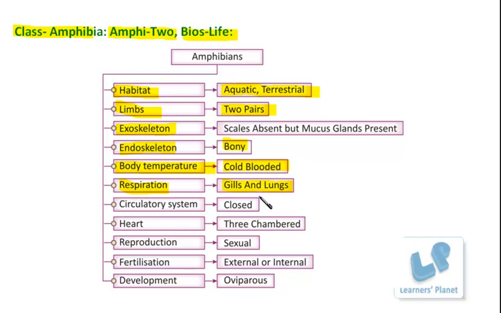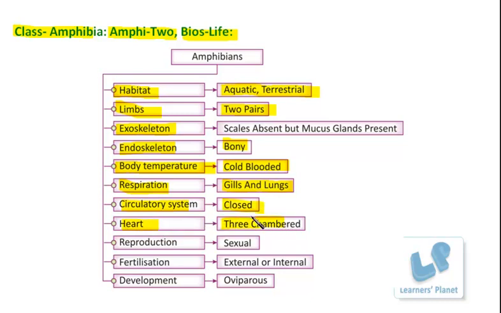Generally, they respire through the gills in their larval stages, and in their adult stages they respire through the lungs. But there are some species which can respire through the gills all through their life. So in short, these organisms are provided with gills as well as lungs for their respiration. Gills support the life of these organisms in the water, and lungs can support life on land, right? Besides this, the circulatory system is closed, and the heart is three-chambered.